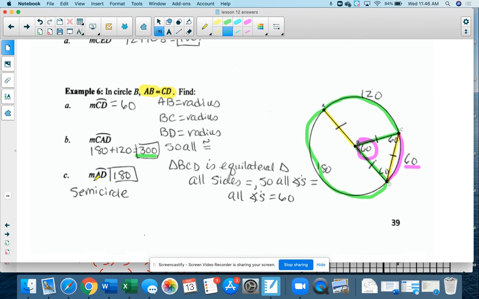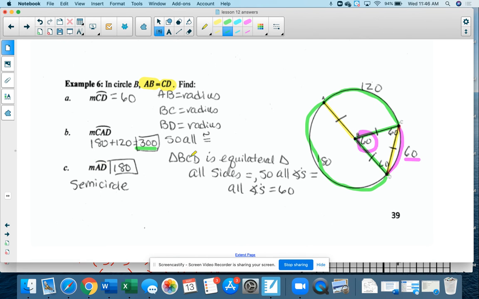And then the last question is the measure of arc AD, and the measure of arc AD is a semicircle. That's this one that I had right there. So AD is a semicircle, so it must be 180 degrees.